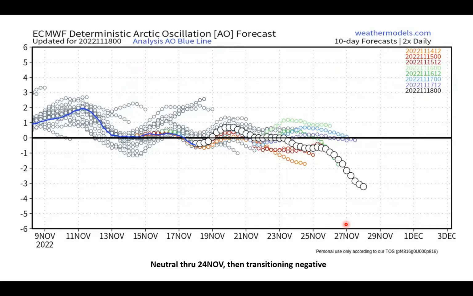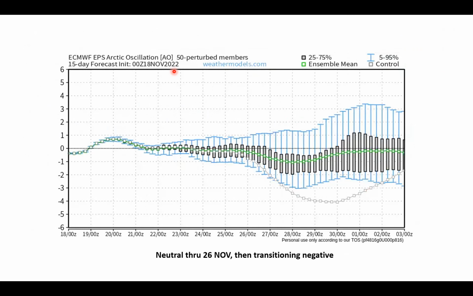So let's take a look. Looking at the European deterministic AO forecast, this is where we're starting today, the 18th of November. You'll notice we're going to go slightly positive, and then drop off to negative territory after the 27th of November. The European EPS AO 50-member forecast, this green line is the average of the ensemble of all the model members, showing a general neutral condition through 26 November, and then a drop off of the AO to negative territory.